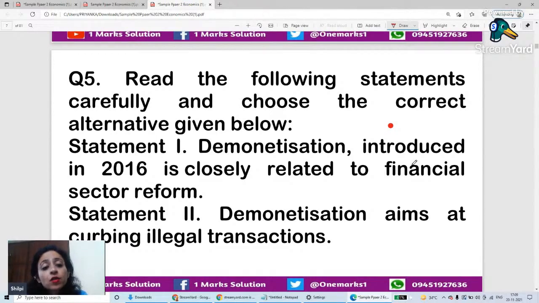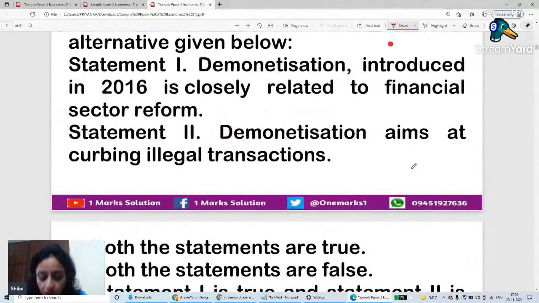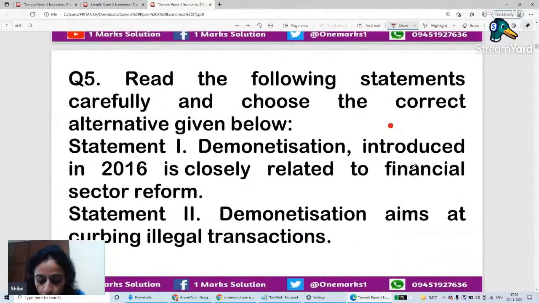Read them twice always. Statement 1 says, demonetization introduced in 2016 is closely related to financial sector reform. Is this true? Introduction 2016. We should always be aware of the dates. So the date is not correct. Second says, also it was telling the financial sector reform.